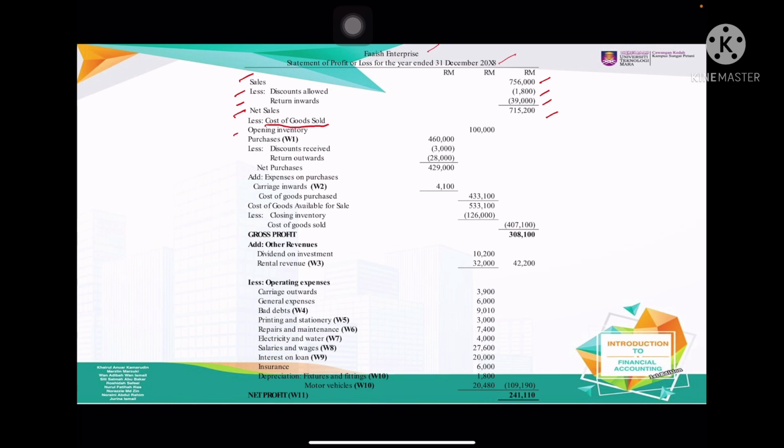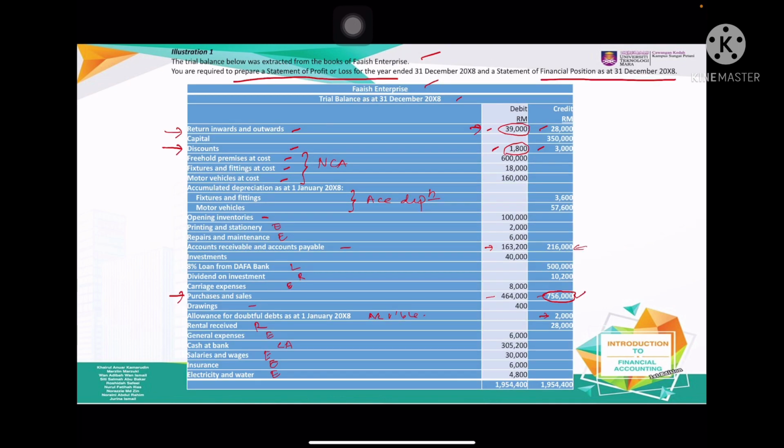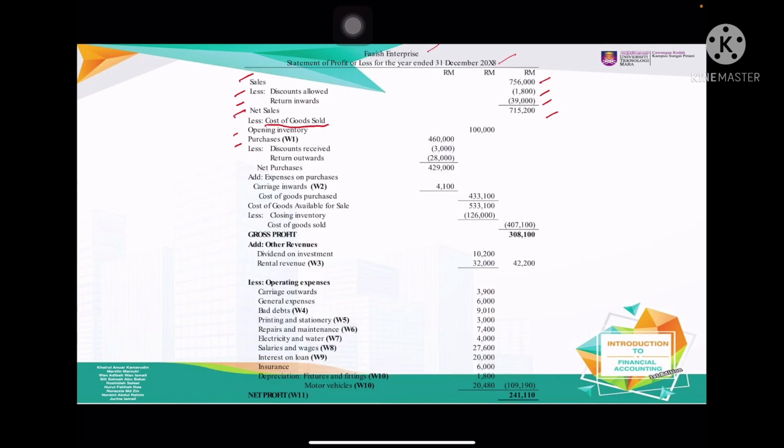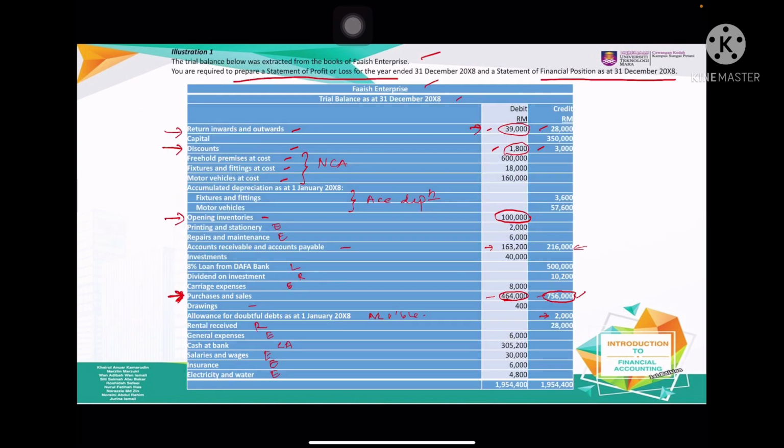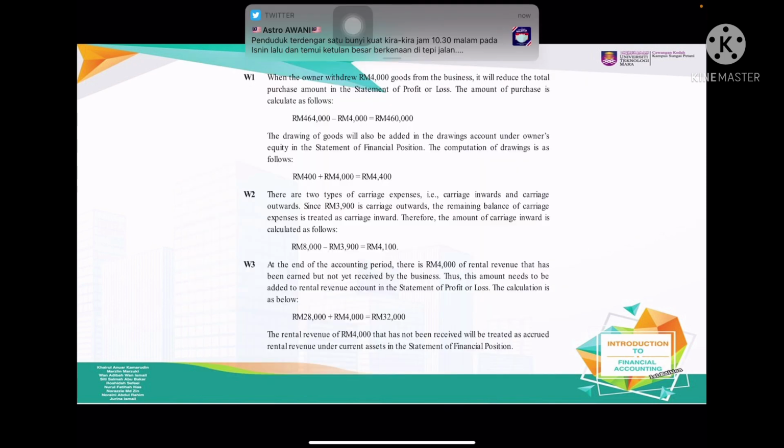So our opening inventory plus purchases. Our opening inventory is stated here, 100,000. Okay. And then we plus our purchases here. We took 464,000. So 100,000 is our opening, and then our purchases are 460,000 only. Why? Because we have our adjustment here. The owner took goods 4,000 from the business for his personal use. So 4,000 is taken by the owner. All right, have a look. Our total purchases is 464, and then we minus the 4,000.